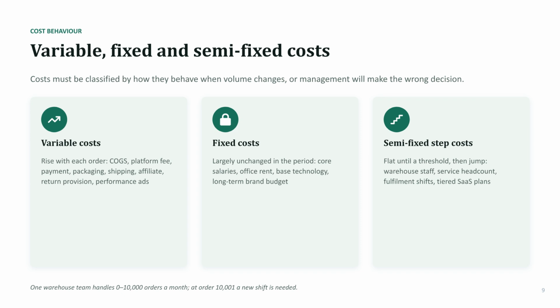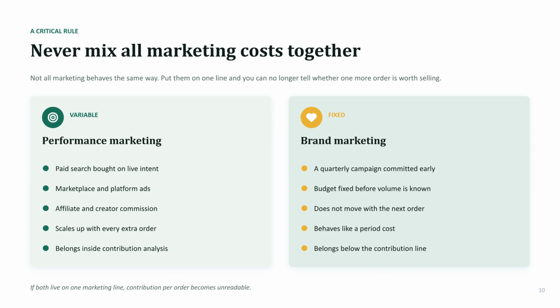Understanding cost behavior is crucial. We categorize costs as variable, fixed, or semi-fixed, based on how they change with sales volume to avoid making poor management decisions. A critical rule is to never mix different types of marketing costs. Performance marketing and brand marketing behave differently and should be analyzed separately.